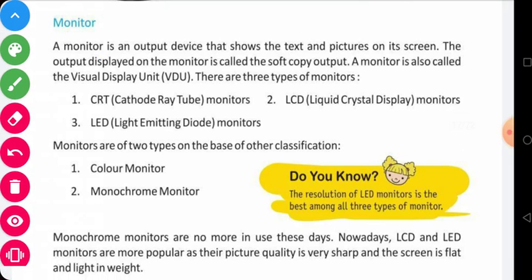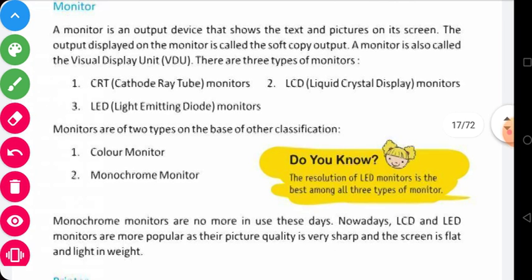Monitors are of two types on the basis of another classification. First one is color monitor and the second one is monochrome monitor. Monochrome monitors are not used today. We generally use LCD or LED monitors because they are more popular because of their higher picture quality and very light weight. So why do we use LCD and LED monitors now? Because they display great quality of image and their weight is also very light.